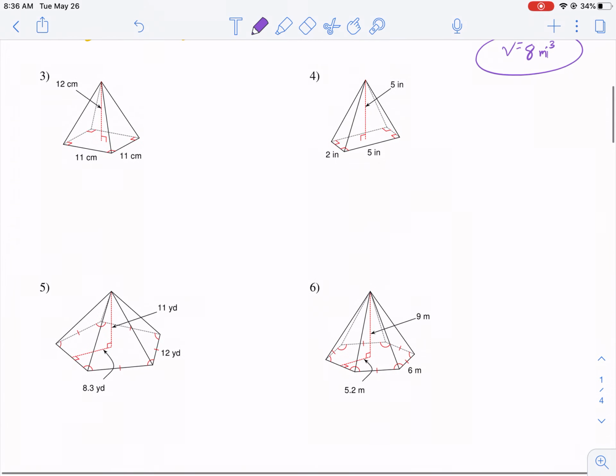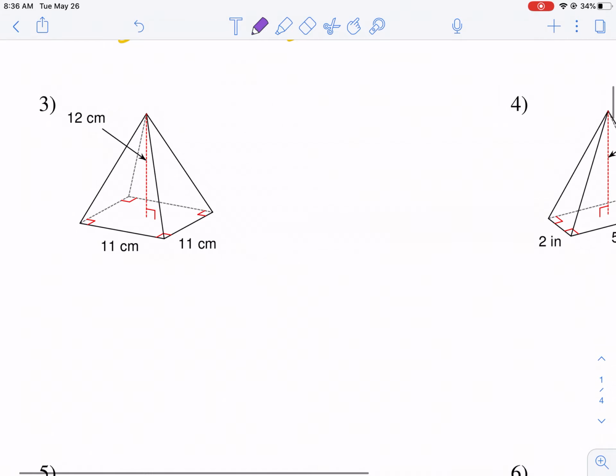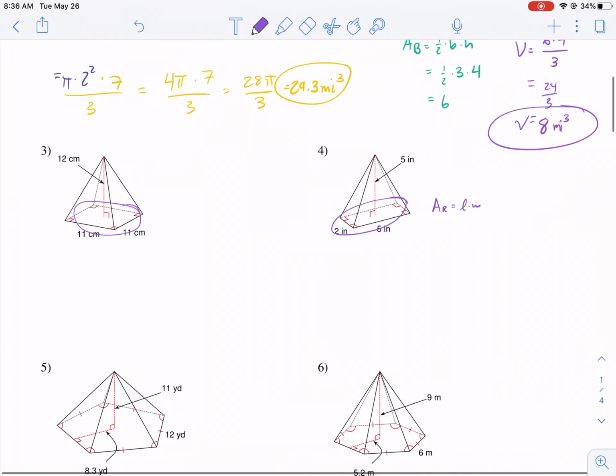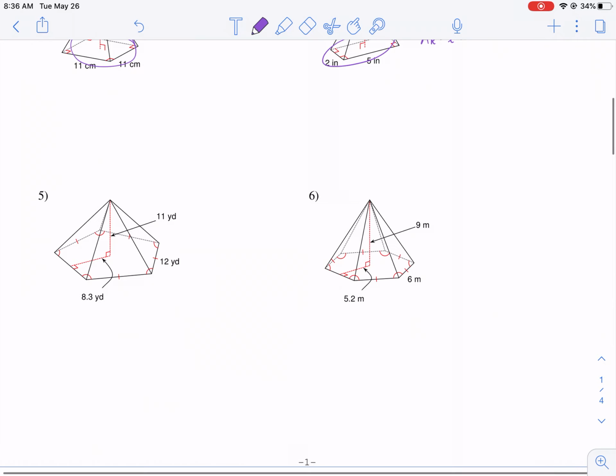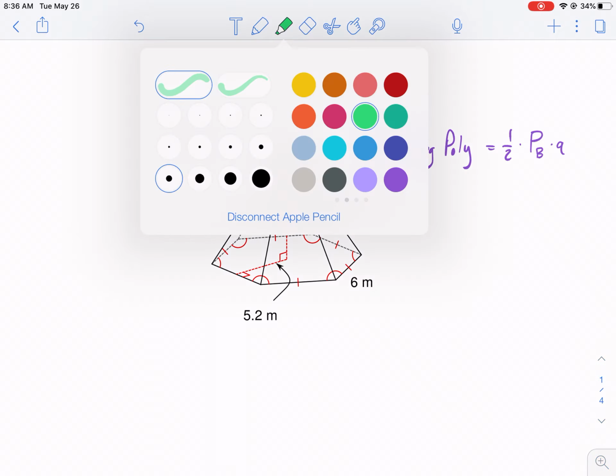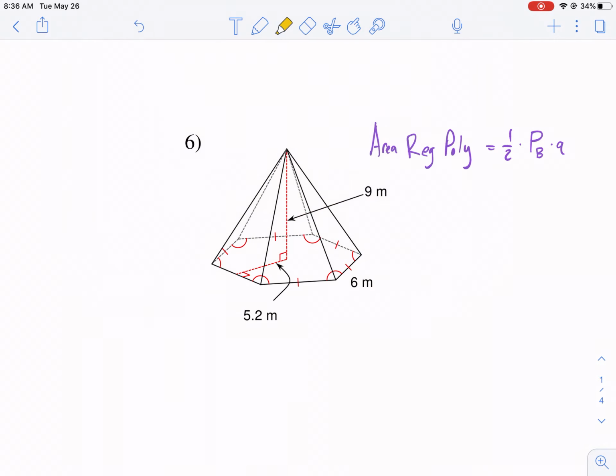These ones are rectangular pyramids. They're going to be pretty easy because we just have the area of a rectangle. As you remember, the area of a rectangle is equal to length times width. Then we multiply that by the height and divide by 3. Here we have a little bit tougher problem because we have a regular polygon, so we need to find the area of a regular polygon. That is equal to 1/2 the perimeter of the base times the apothem. The apothem is this distance right here, perpendicular from the midpoint of a side to the center.